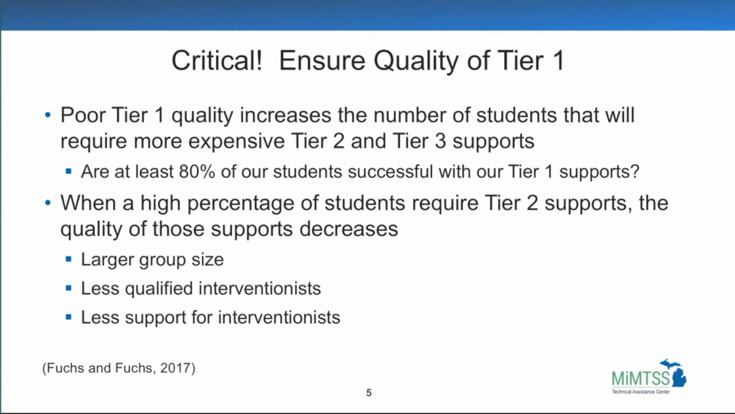Because we don't have the resources or staff to successfully provide interventions if a high percentage of students need them, we end up having to create larger intervention group sizes, use less qualified interventionists, and provide less support to the interventionists. So strengthening Tier 1 and keeping Tier 1 going really well is critical.